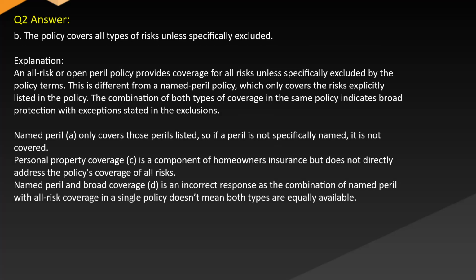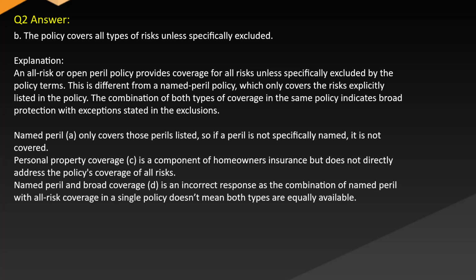Answer B. The policy covers all types of risks unless specifically excluded. Explanation. An all-risk or open peril policy provides coverage for all risks unless specifically excluded by the policy terms. This is different from a named peril policy, which only covers the risks explicitly listed in the policy. The combination of both types of coverage in the same policy indicates broad protection with exceptions stated in the exclusions.